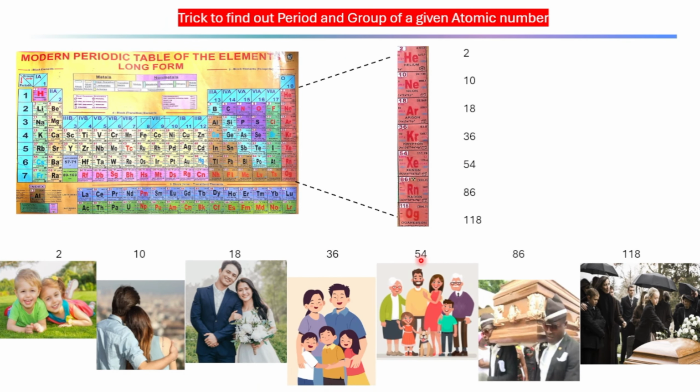Now, as you know, this is group 18 where we have the noble gas elements. So these are the atomic numbers for those noble gas elements. We have to remember these numbers because based on these numbers we can find out the period and group of any given atomic number. So how to remember these things? First and foremost we have to remember this, and I will take a pen here.